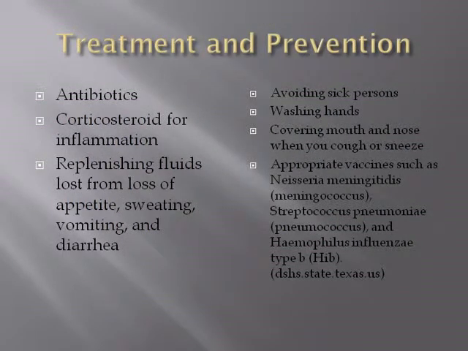Treatment and prevention. Treatment of bacterial meningitis includes antibiotics, corticosteroids for inflammation, and replenishing fluids lost from loss of appetite, sweating, vomiting, and diarrhea. Prevention for bacterial meningitis includes avoiding sick persons, washing hands, covering mouth and nose when you cough or sneeze, and appropriate vaccines such as those for Neisseria meningitidis, Streptococcus pneumoniae, and Haemophilus influenzae type B.